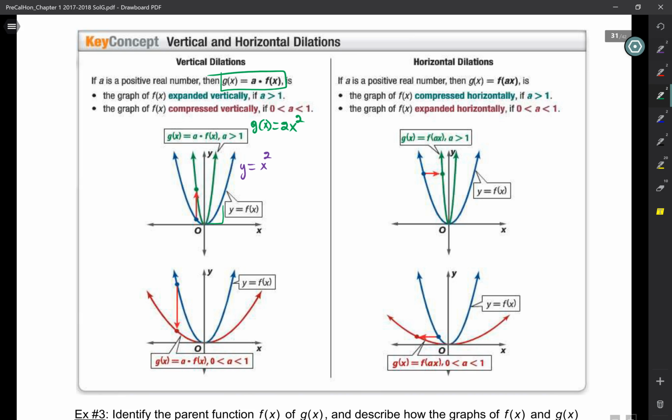Horizontal dilation is if you have, for example, g of x equals 3x squared, like this. You know how for y equals x squared, you would have to go over 2 in order to go up 4? If there was a horizontal dilation, you would go over 1 and go up 4. So you go up more and more quickly.